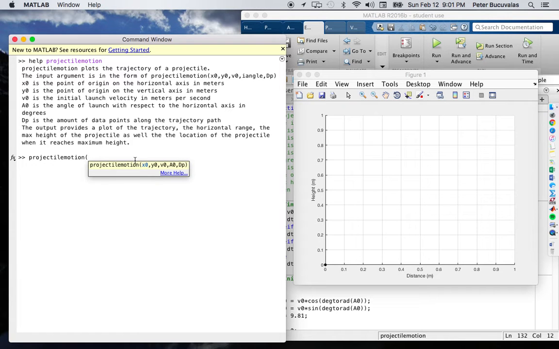And you can see here it's looking for the starting position. We'll start at 0, 0, with an initial launch velocity of 100 meters per second, an angle of 45 degrees, and 50 data points. And we'll go ahead and plot that.